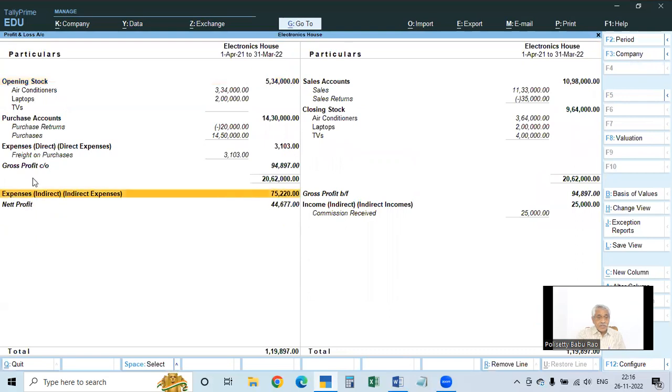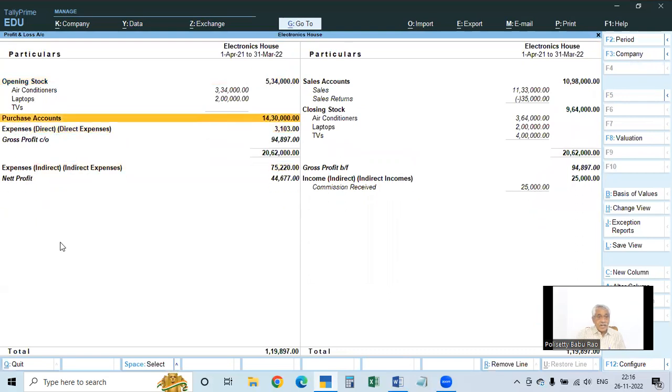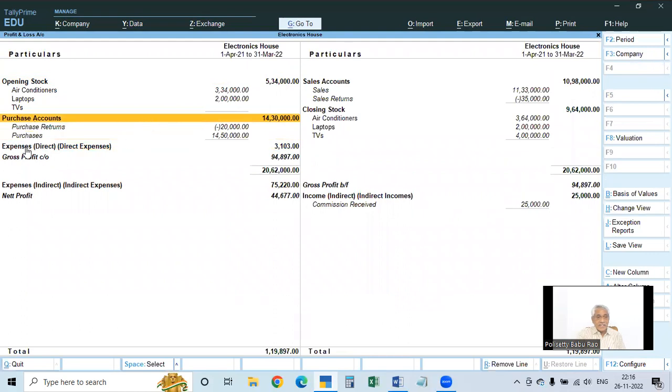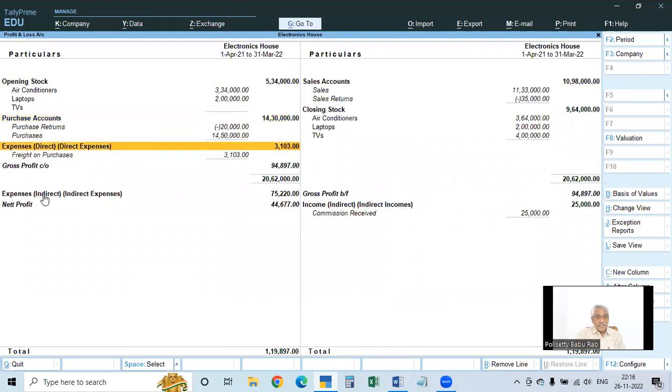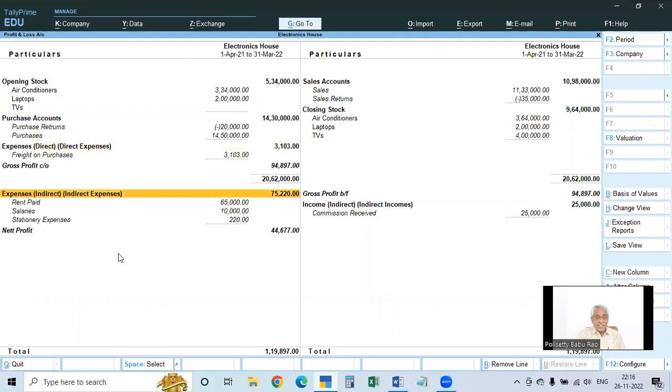Here, if the details are not shown, for example, purchases, click purchases and returns, direct expenses, click, you will get. Indirect expenses, click, you will get. Like this, you will get that by right clicking or by pressing Shift+Enter.